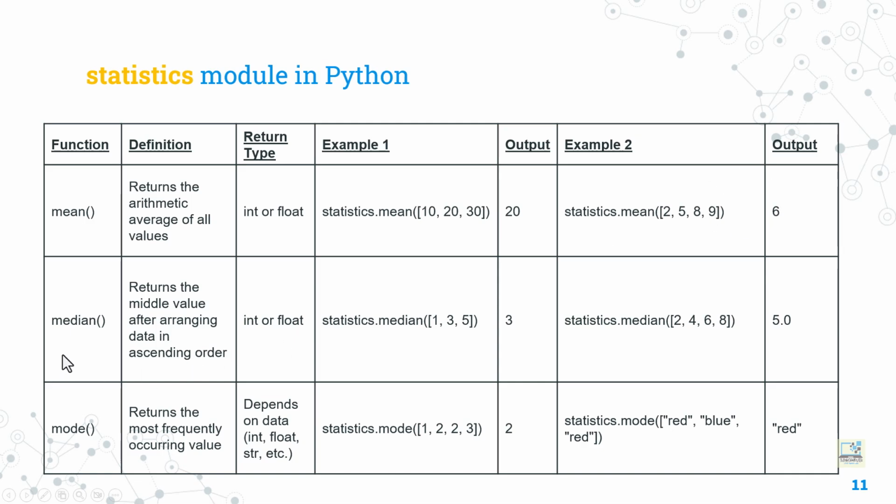Median returns the middle value after arranging the data in ascending order. Again, int or float. These are two examples given. Then we have the mode function. It returns the most frequently occurring value. So the return type depends on the data. The number which has the maximum frequency in the list will be returned.